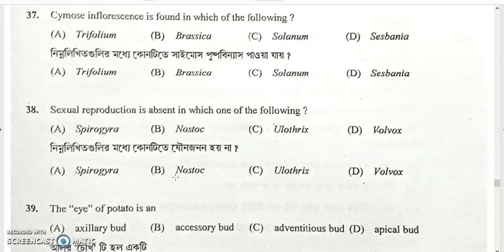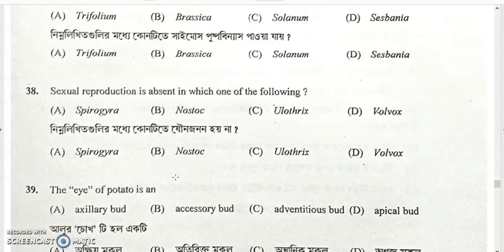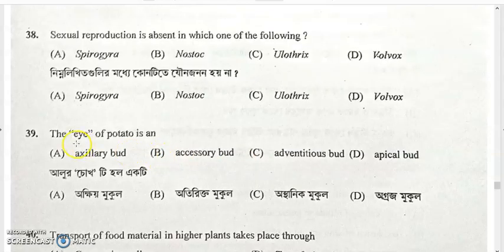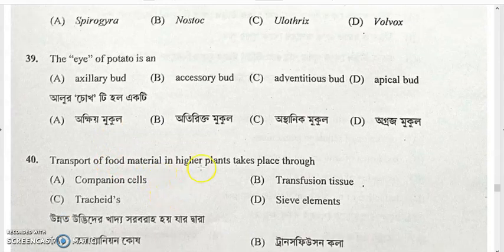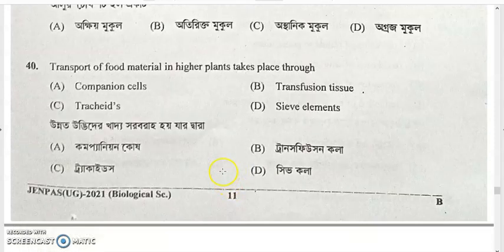We do not find any sexual reproductive stage in Nostoc, right? They reproduce by colony formation, hormogonia, akinetes, or heterocyst formation, right? So the answer will be Nostoc. The eye of the potato is an axillary bud. Transport of food material in higher plants takes place through sieve elements, option D.